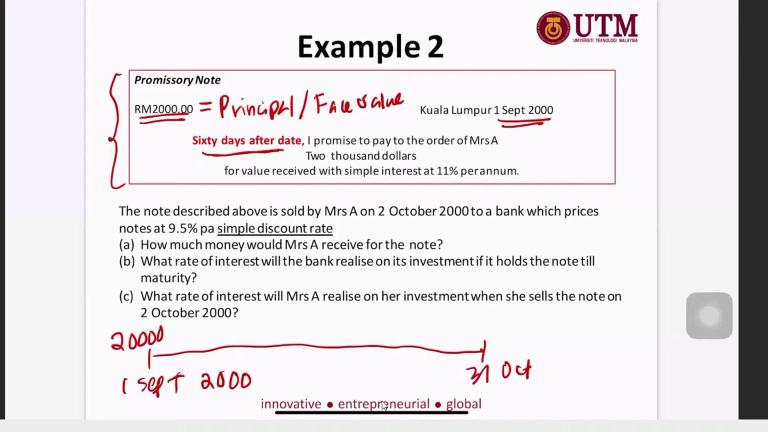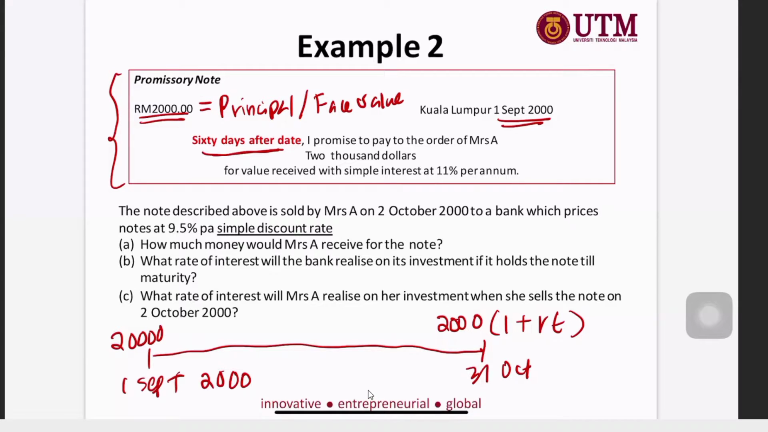Okay, so here Mrs. A will get 2000 times 1 plus the interest. So by 31 October, Mrs. A will receive 2000 times the interest factor of the simple interest. Okay, class.